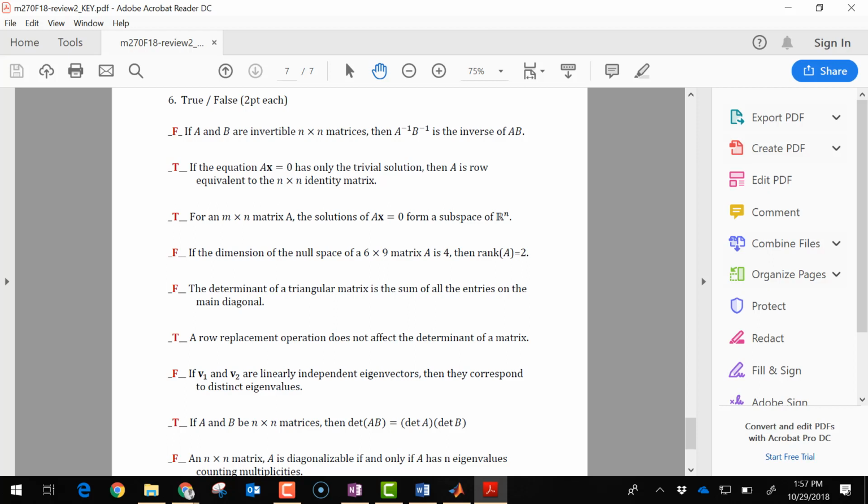If the equation AX equals 0 has only the trivial solution, then A is row equivalent to the identity matrix. So this is true. That means A is actually invertible, and if you do enough row operations, you can make it look like the identity matrix, which is one of our ways to find the inverse. For an M by N matrix, the solutions of AX equals 0 form a subspace of Rn. The solution of this is actually the null space. That's what it's called, and the null space is a subspace of Rn.